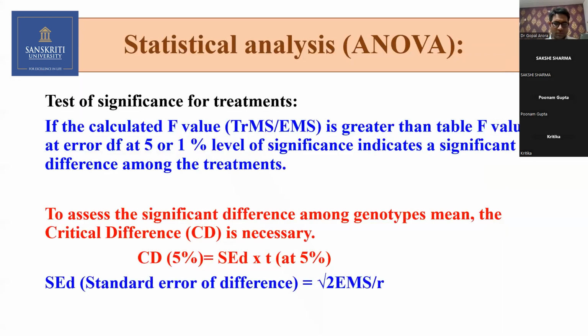Now, let us see the statistical analysis of this. CD, the formula I told you then only: CD is the table t at alpha 5% into the standard error of the difference. Then the standard error of the difference is the square root of 2 into the error mean sum of squares divided by replication. Those of you who are using this, you will understand.